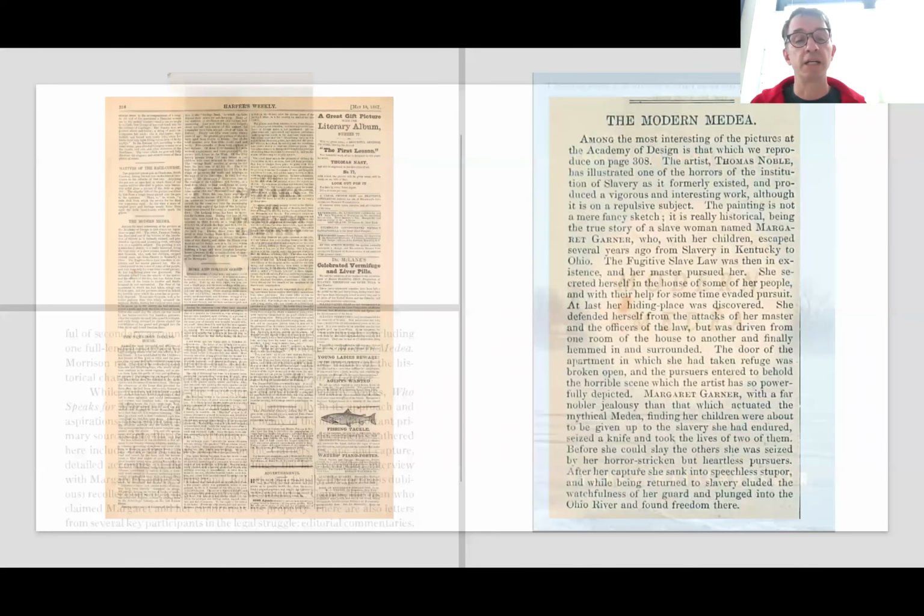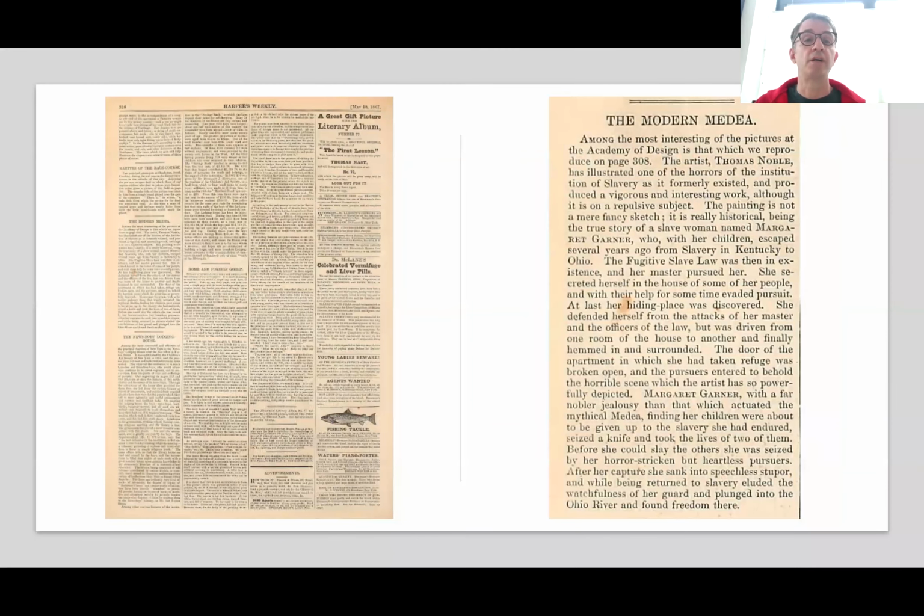That Modern Medea title comes from an article from Harper's Weekly, published in, as we can see, I believe, 1867. This Harper's Weekly is now Harper's Monthly. It's a magazine that is still being published. And here we have a discussion of a painting by Thomas Noble, which I'm about to talk about.